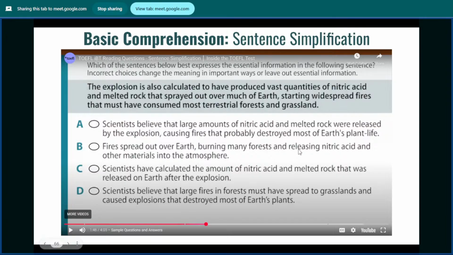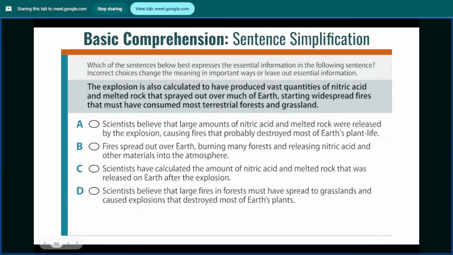A, I think. A. Okay. The answer choices contain words or phrases that are similar to ones in the given sentence. For example, three of the answer choices talk about the explosion, three talk about fires, and three mention the destruction of plant life.